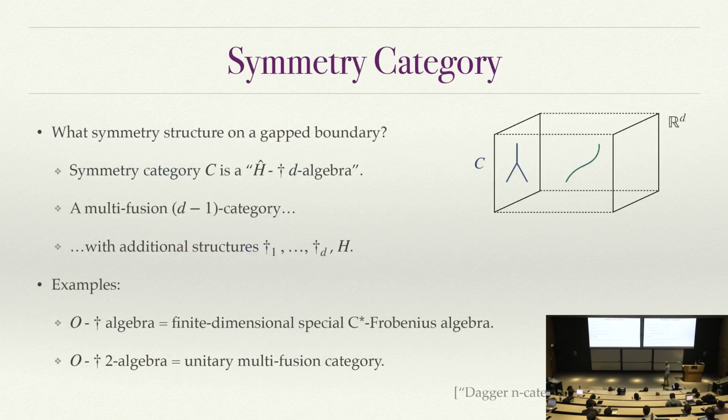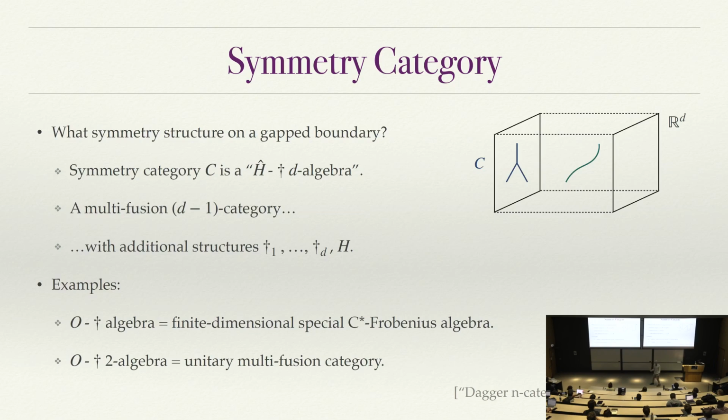So then the basic idea is, okay, you have this structure for the symmetry TFT. It should be unitary in some sense. Well, then given that, what structure do I get on the gapped boundary where the symmetry itself is supported? The symmetry algebra is supported. And whatever that structure is, I'm going to give it a fancy name and call it an H-hat dagger D algebra.